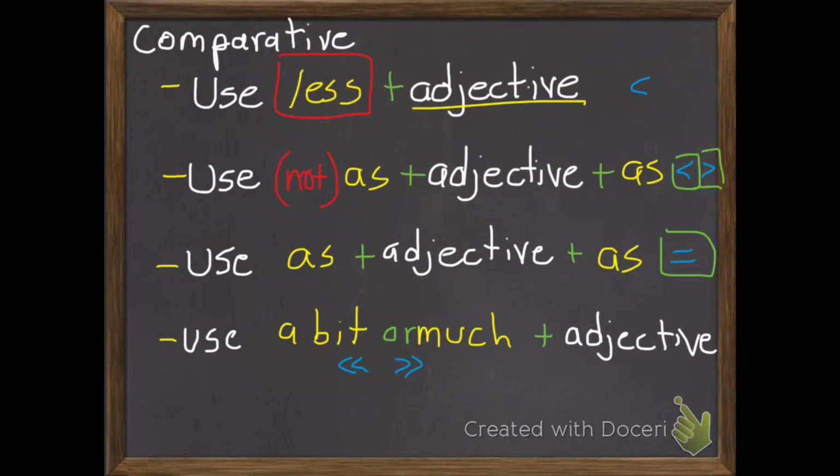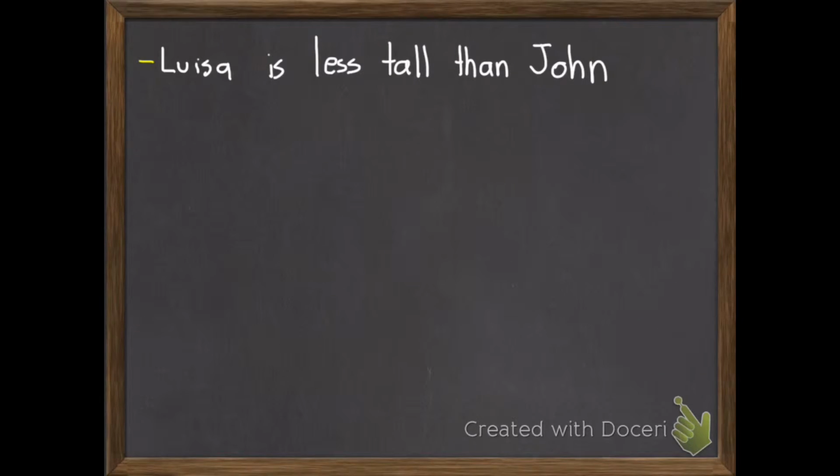And then we use a bit or much followed by the adjective to modify comparative adjectives and adverbs. Modify them meaning that they are less with less strength or with higher strength. Let's look at some examples in case you got lost a little bit.